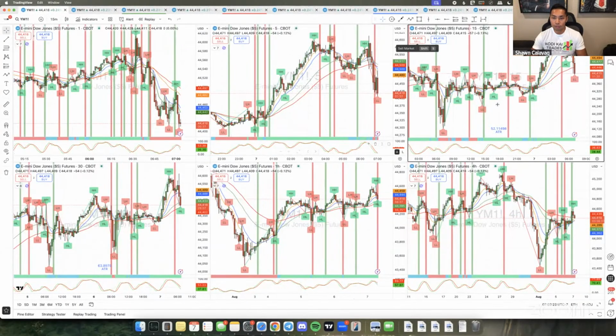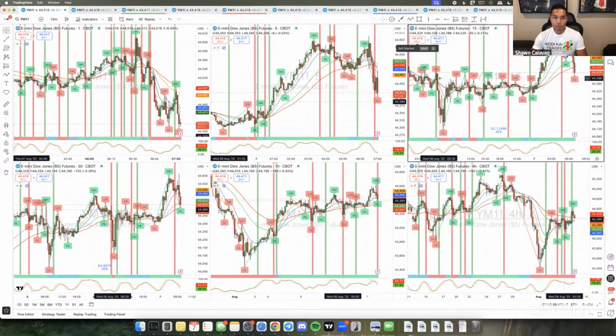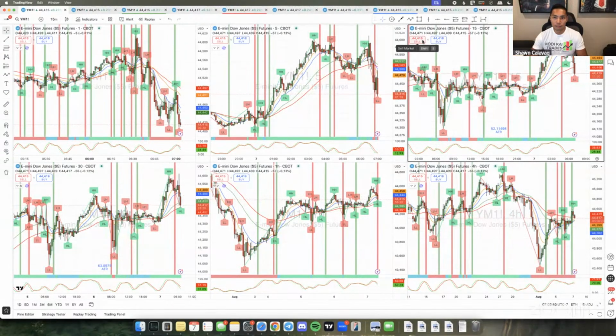Looking over here at the overall trend, the higher time frames are still bullish. So the 4 hour is more of a mix, but the 1 hour and 30 minute here are still bullish. The 15 minute here is still bullish. The 5 minute here is shifting to bearish, and the 1 minute here is shifting to bearish as well. So it's pretty mixed with regards to the lower time frames to the higher time frames.